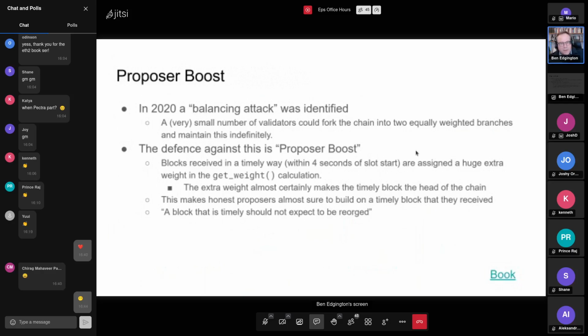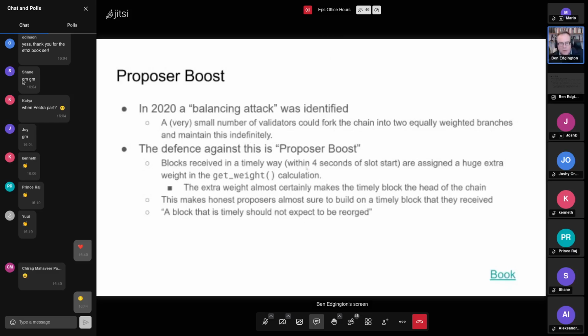Right, nearly there on LMD Ghost. Just want to talk about two more things: proposer boost and late blocks. So in 2020, a balancing attack was identified, and under some rather extreme circumstances, a very small number of validators could fork the chain into two equally weighted branches and balance the votes for them and maintain this split indefinitely. Proposer boost is the fix for that.